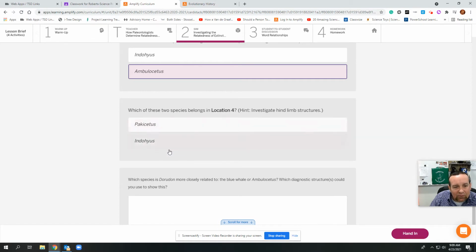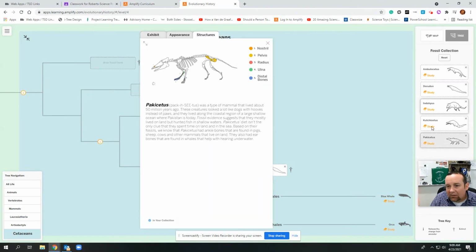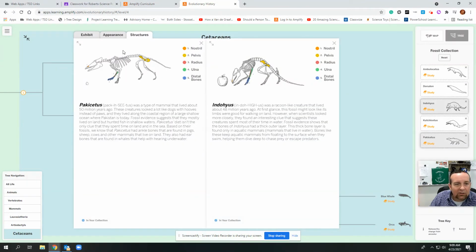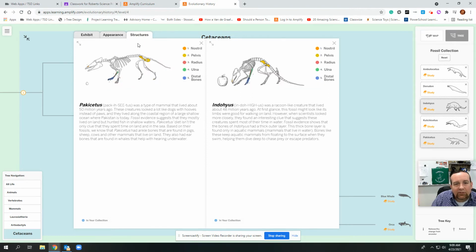It's Pakicetus versus Indohyus. This one looks tricky. We might have to really dive in a little deeper here. So we might actually have to read: raccoon-like, 40 million years ago, the limbs were good for walking on land. However, when scientists looked more closely, they found an interesting clue that suggests these creatures spent most of their time in water. Fossil evidence shows the bones of the Indohyus had a thick outer layer.